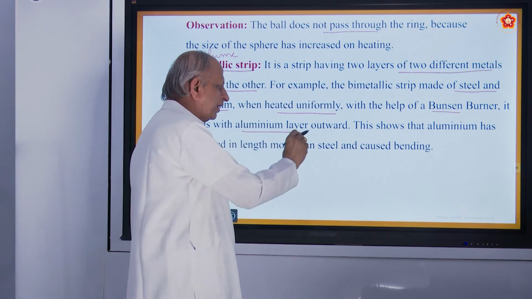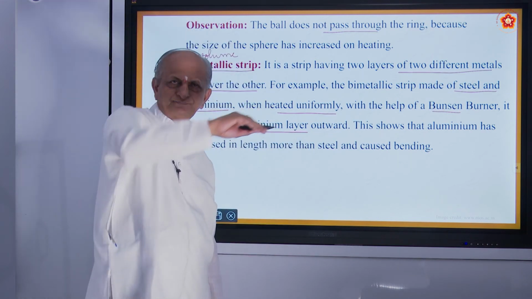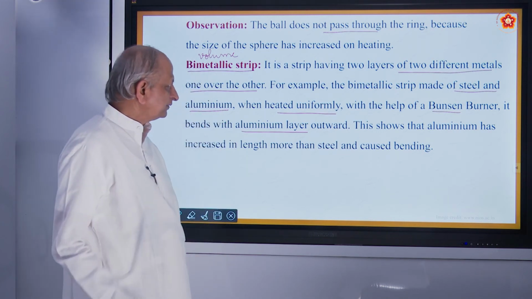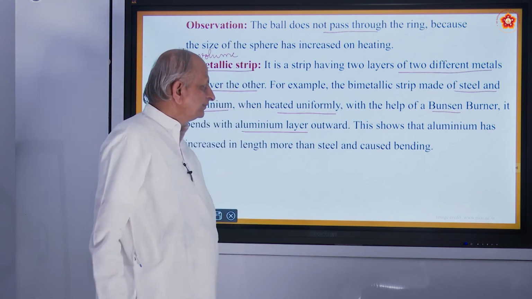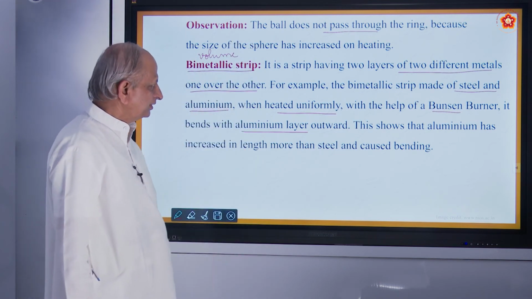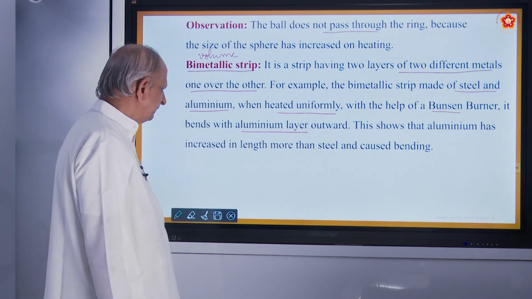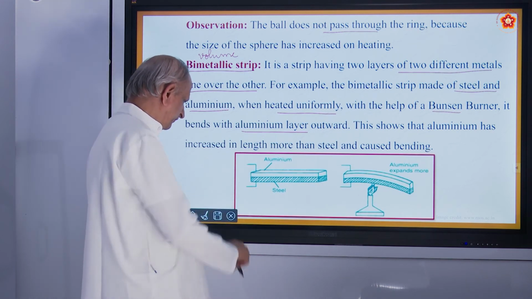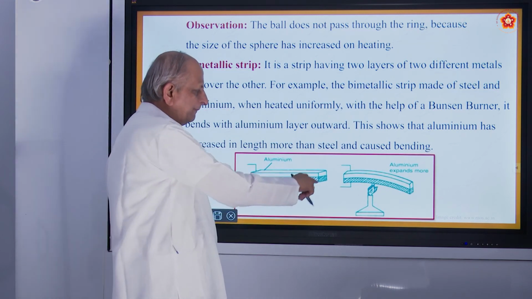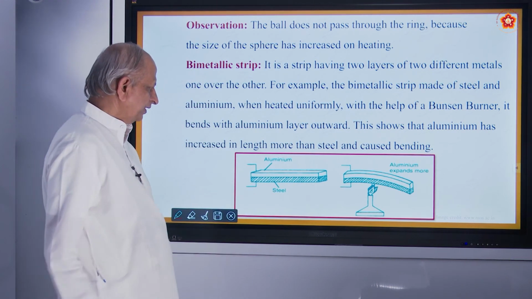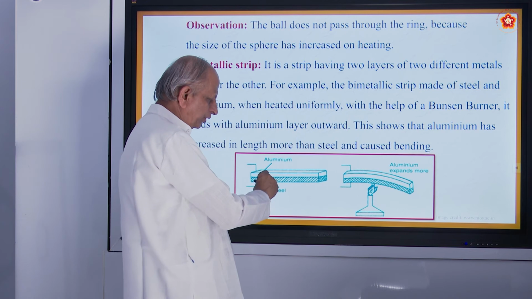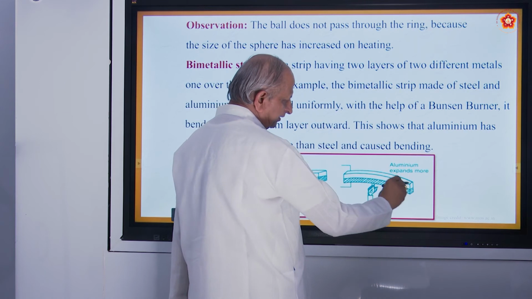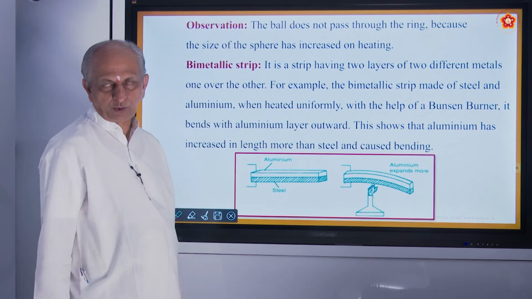Aluminum bends more outward than steel because of more expansion, linear expansion, or expansion in the length. Okay. So this is a photo of that. This is what is called a bimetallic strip. Here the upper layer is aluminum, the lower layer is steel. So when they are heated, the aluminum layer gets bent more.